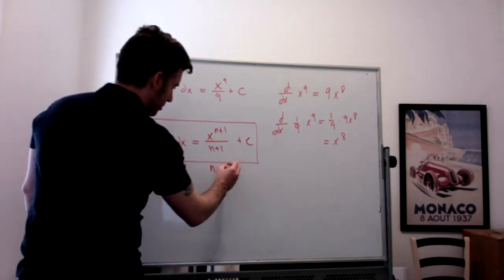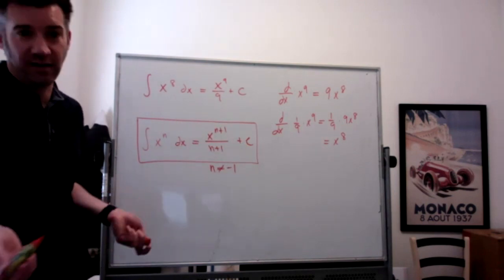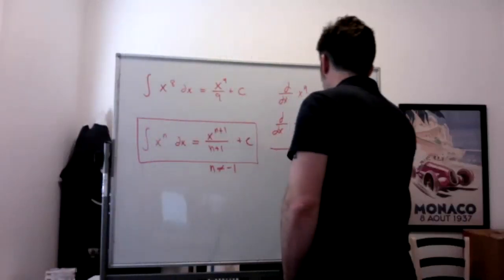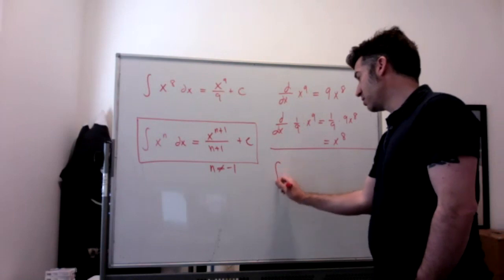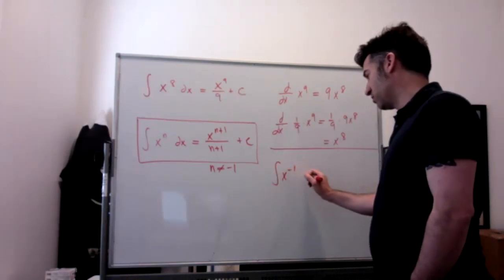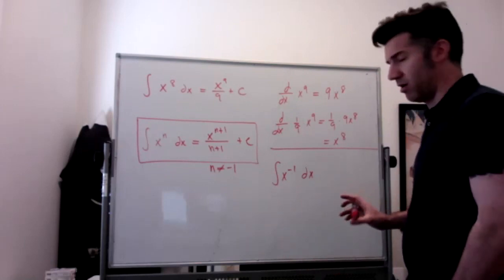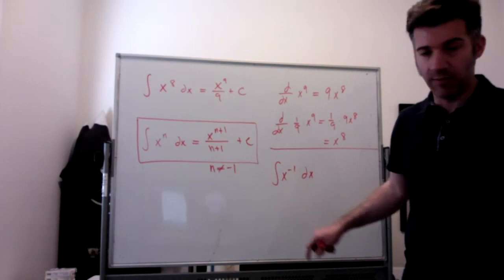Right. N can't be -1, because if n is -1, we've divided by 0. That's a problem. So here's what that means. It means for any power of x, we know the antiderivative, except for the moment, we don't know the antiderivative of x to the -1. We'll get there probably, maybe today, maybe tomorrow, I don't know, Thursday. You might already know it, but we'll leave it alone for now.